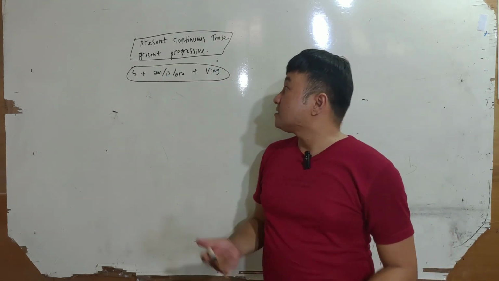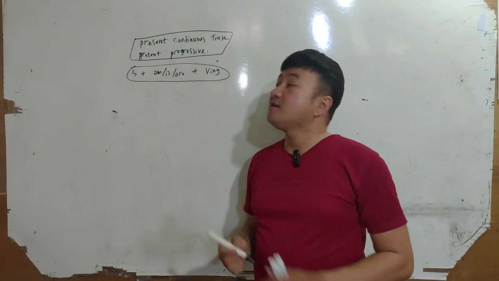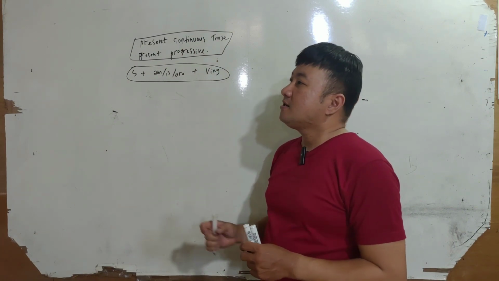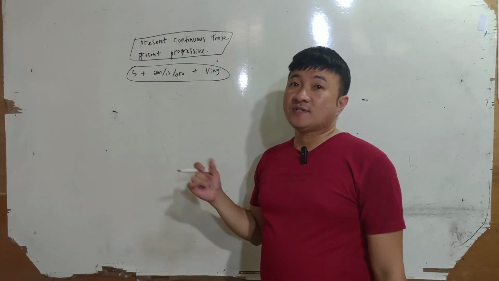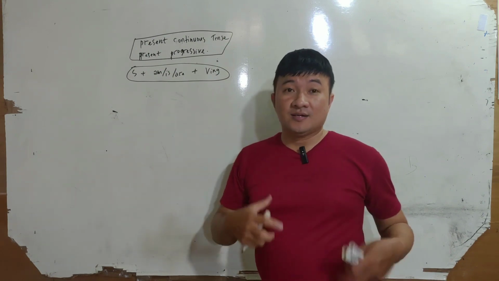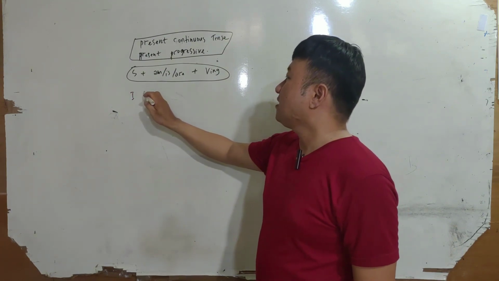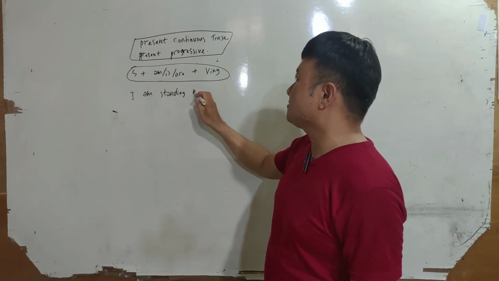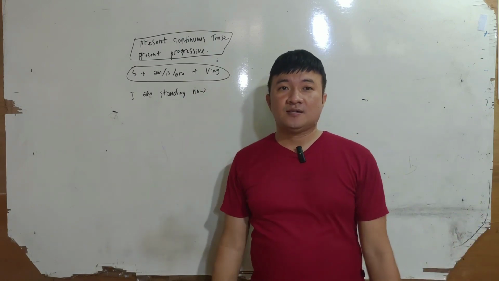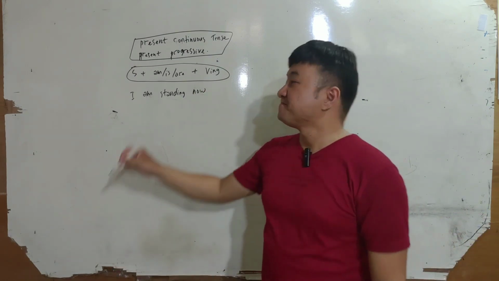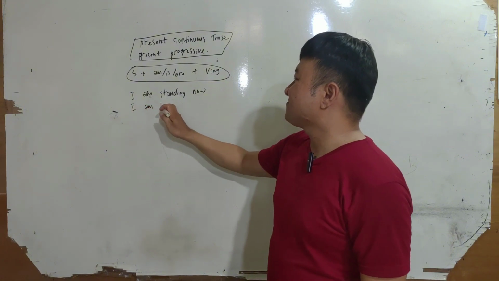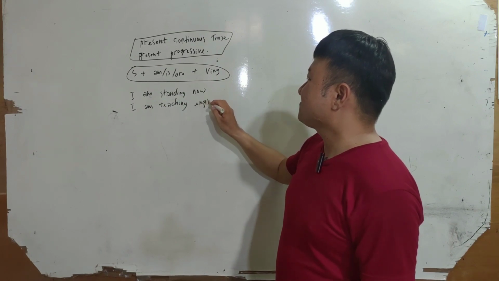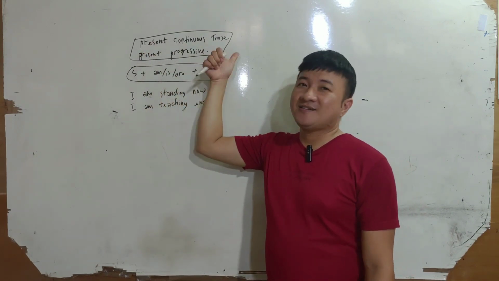When can we use the present continuous tense? We can use it when we are talking about the thing that we do at the time of speaking. For example, right now, I'm standing now. You see, I'm standing now, okay? So right now I'm standing. I'm teaching. I'm teaching English. I'm teaching the present continuous tense.